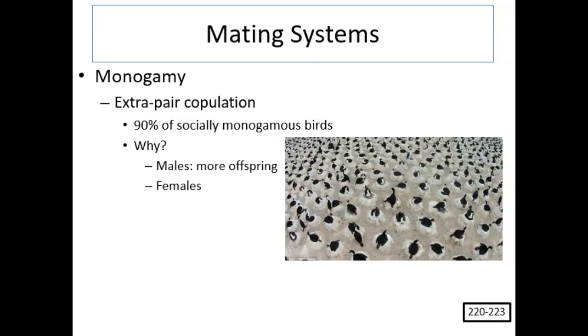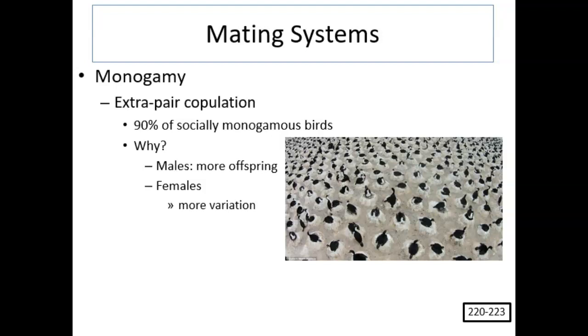What about the female? Females don't have the same thing, right? Females are only going to have so many offspring. The number of eggs that they can produce, well, that's going to determine their fitness. And so if you think from the female, you think, well, she's got this male that she's bonded with. She's only going to lay, let's say, 4 eggs this year. She's not going to lay any more eggs if she mates with another male. What would be the benefit?